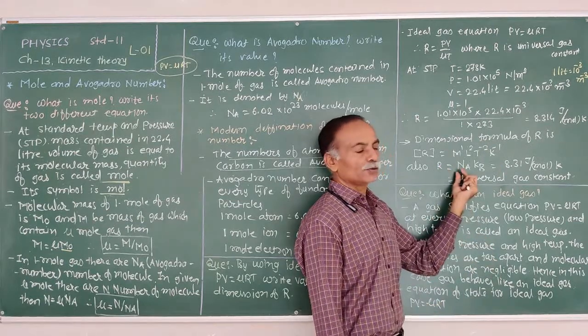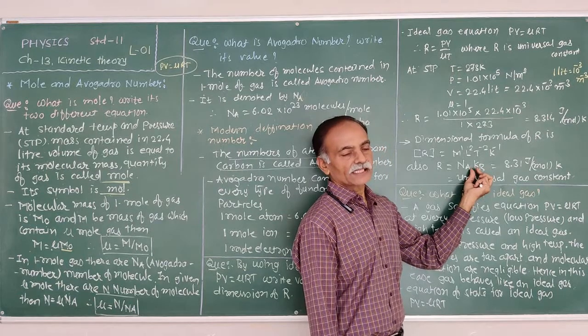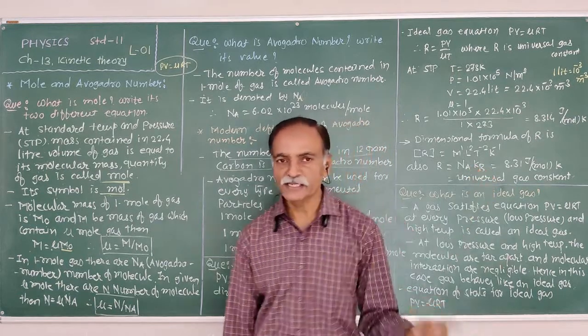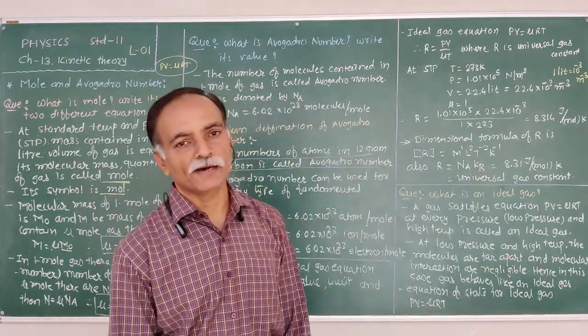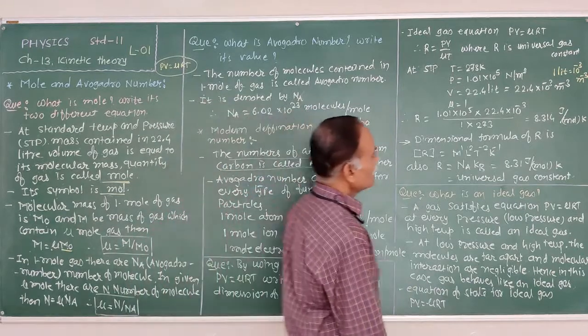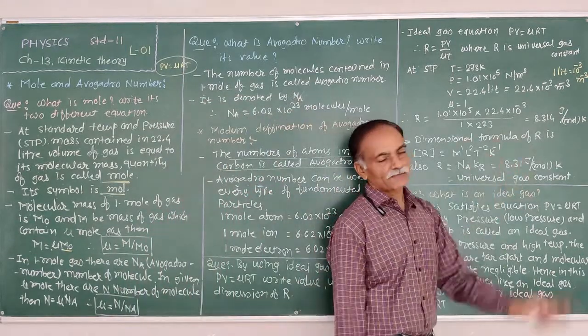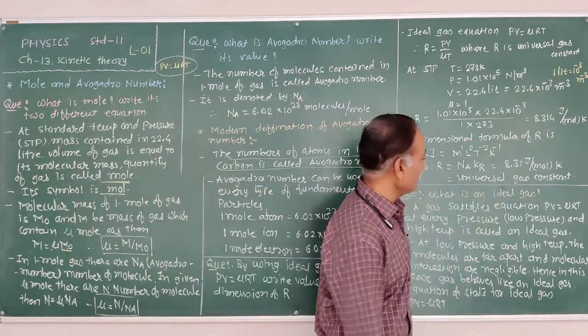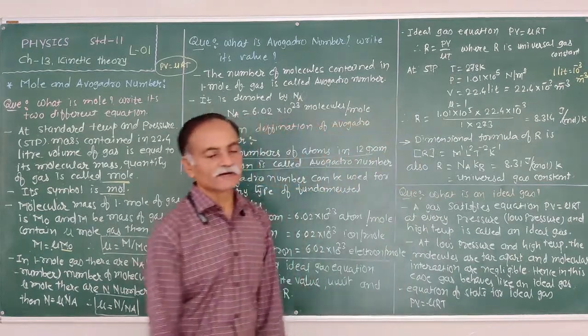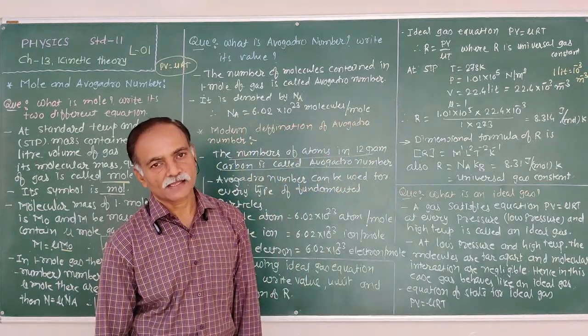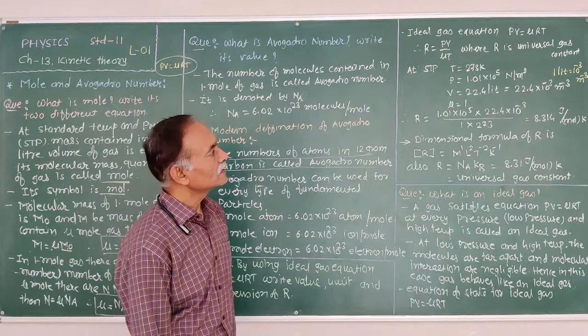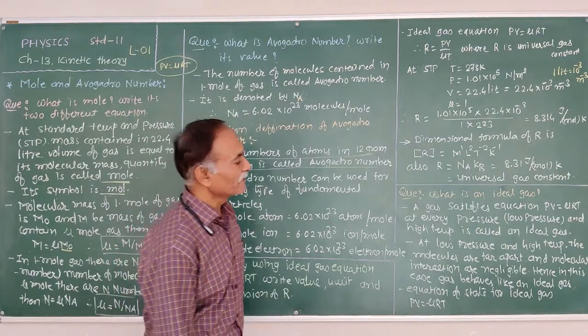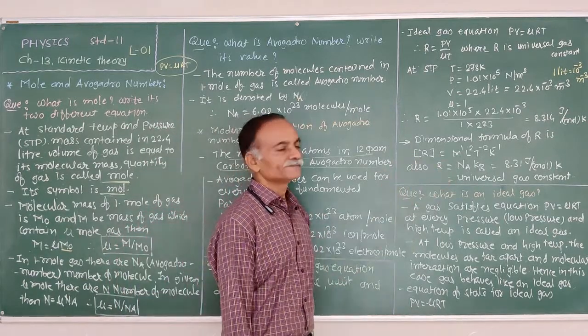Also, R is equal to Na into Kb, that means the Boltzmann's constant into the Avogadro number. So it is also 8.31 joule per mole Kelvin, and that is known as the universal gas constant. 8.314 is the value of the universal gas constant R.